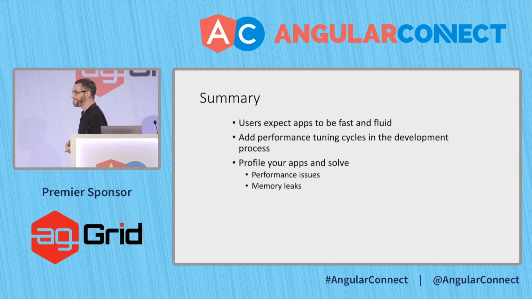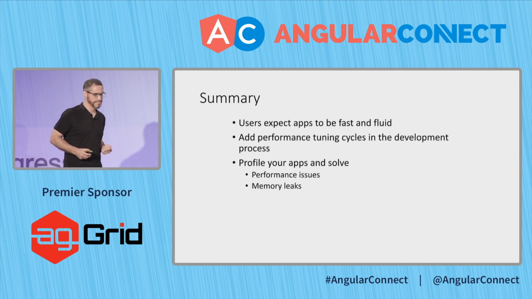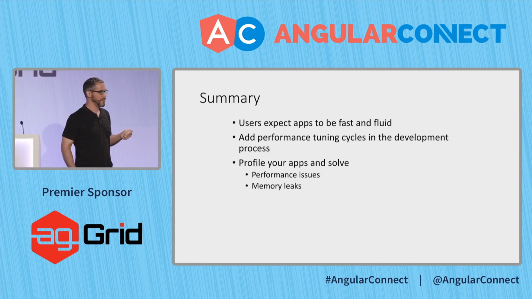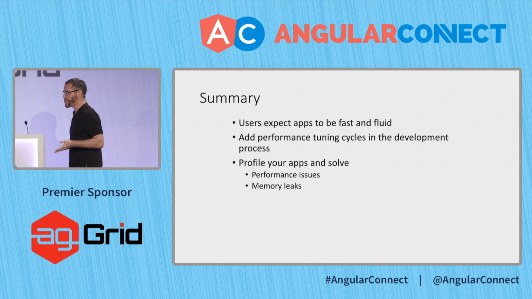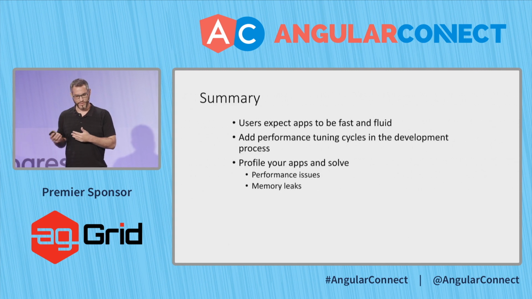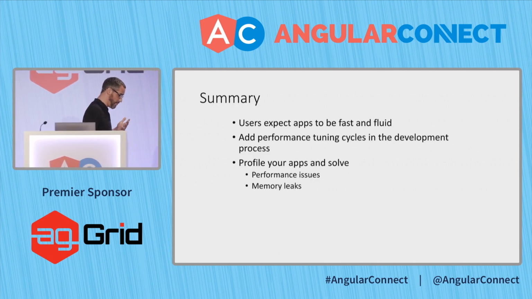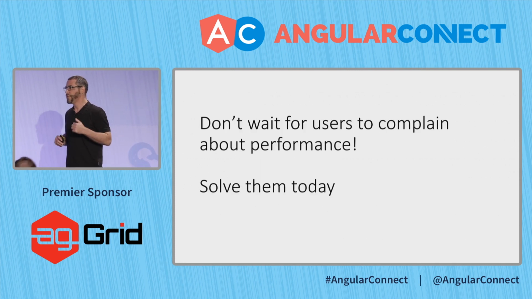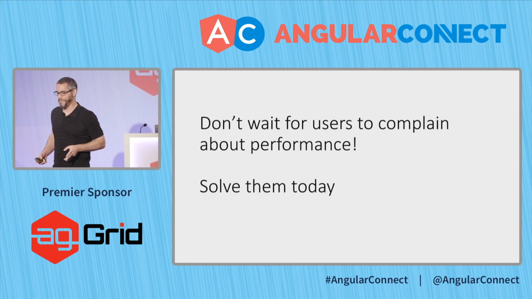So let's summarize. Our users expect very, very fast and fluid applications. What I'm suggesting is that you add performance tuning processes during development time and find junk before you ship your application. You can profile the application using the Performance tab in Chrome Developer Tools, and you can find memory leaks by understanding how things are running inside your application. Don't wait for your users to complain about performance. Tune them today. Thank you.